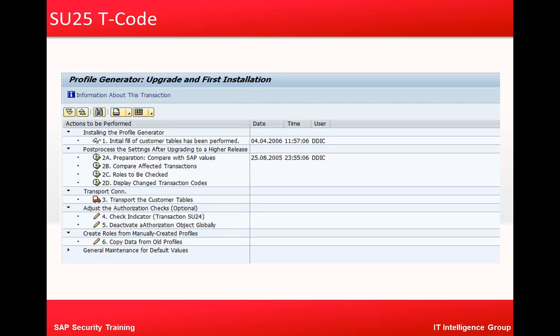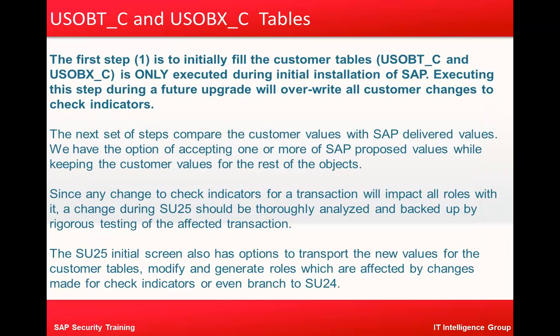So this is how the screen looks for the SU25 T code. We'll go through them step by step. The first step is to initially fill the customer tables, USOBT_C and USOBX_C. This is only executed during the initial installation of SAP. Executing this step during a future upgrade will override all customer changes to check indicators.